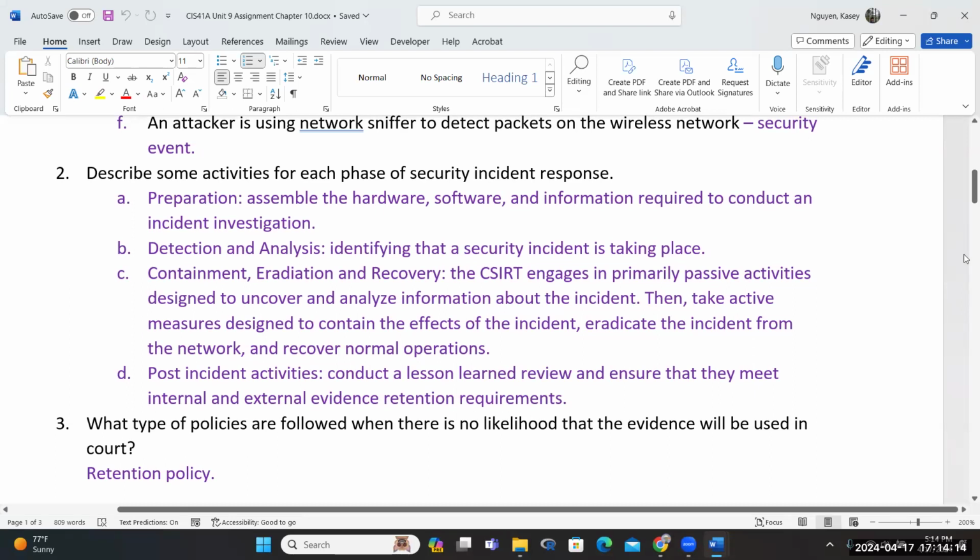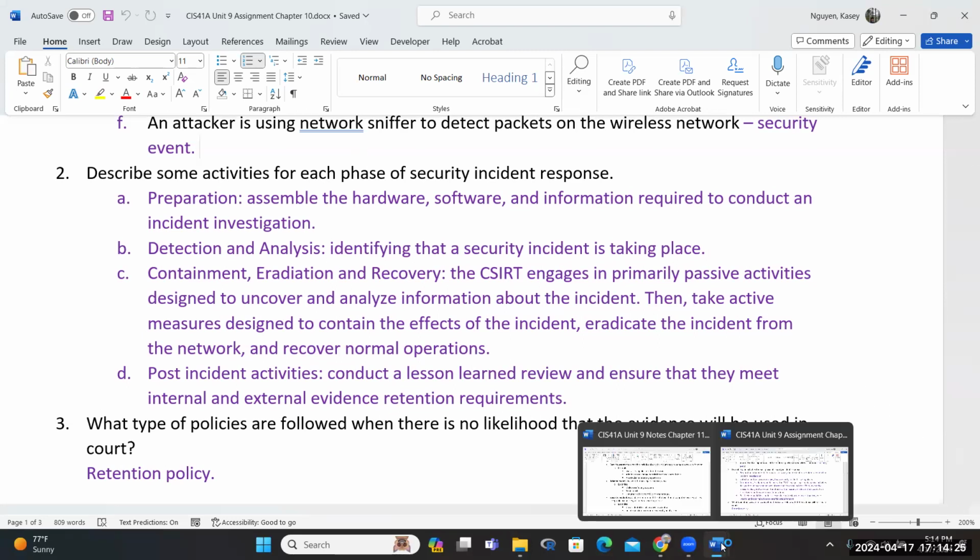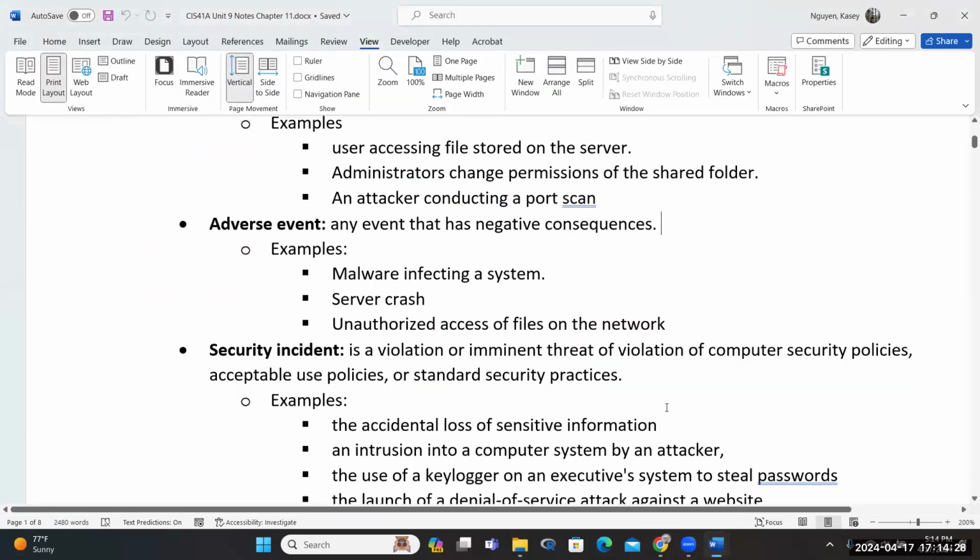So any questions before I flip back to the notes a little bit. And you can find this information in the notes. I sometimes summarize it a little bit so it's easier to put down as the answer.